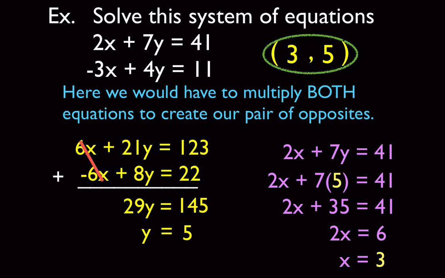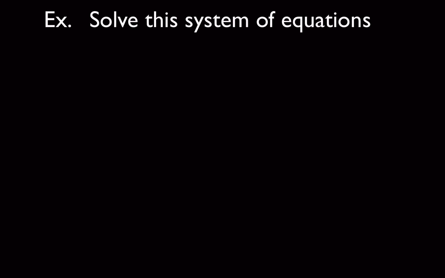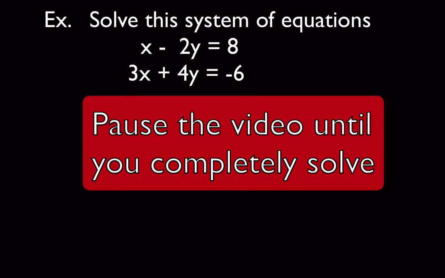You've got to be very careful. Take your time. If something doesn't seem right, go back and double check your steps. So I want you to try a couple of those very quickly here. The first one I want you to try is this one right here. You're going to notice right off the bat, you do not have a pair of opposites. You need to multiply to create a pair of opposites. So pause the program, give it a try, hit play when you're done.